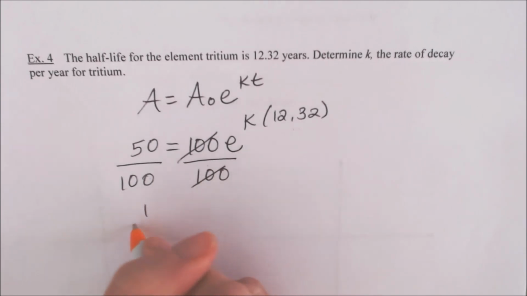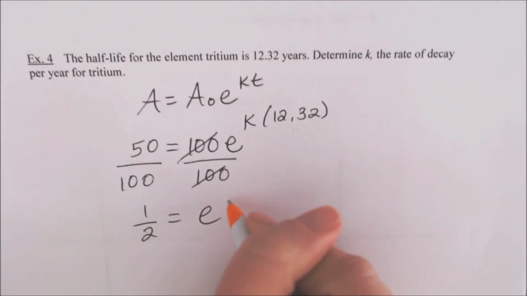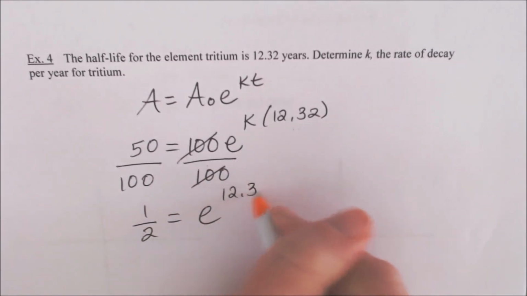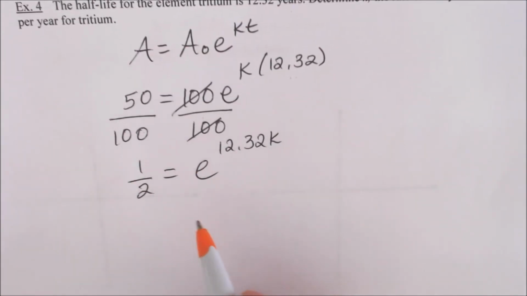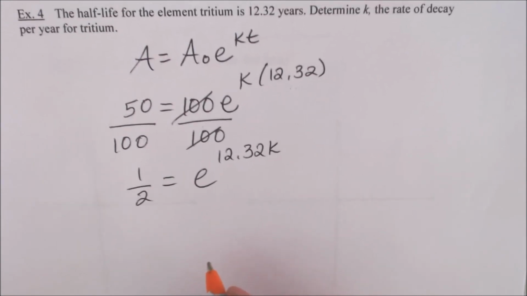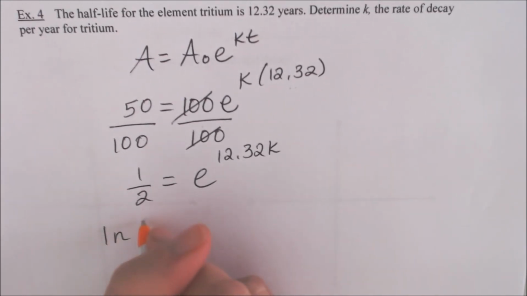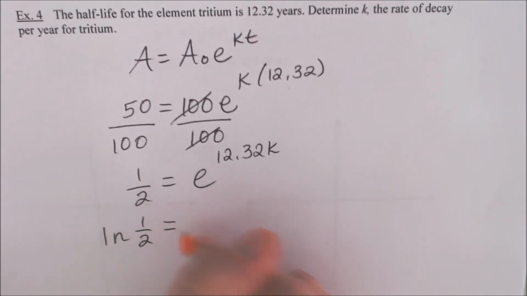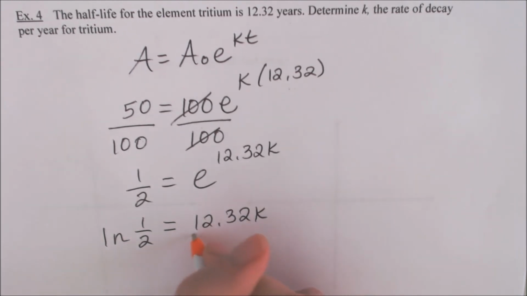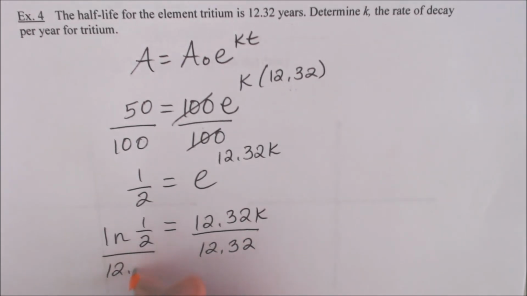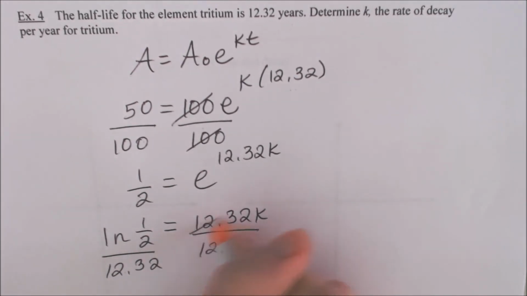Cross those out. So we have 1/2 equals e to the, I'm going to write this as 12.32K just because it looks a little bit nicer. And then we want to switch this to logarithmic form. It's base e, of course, so we're going to use natural log of 1/2 equals 12.32K. We're going to divide by 12.32 on both sides. And then we have to use a calculator to figure this out.